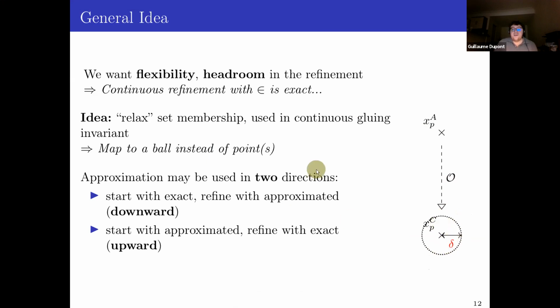There is something quite interesting that arises from this situation: you can either map the abstract variable to the ball around the concrete variable, which we could call downward approximation, because you go from abstract to concrete, so it goes down. But you can also start with a ball, a set of variables, and refine it to something that is stricter, which we would call upward approximation, just because it's in the other direction. I will talk more extensively about those two refinement operations.